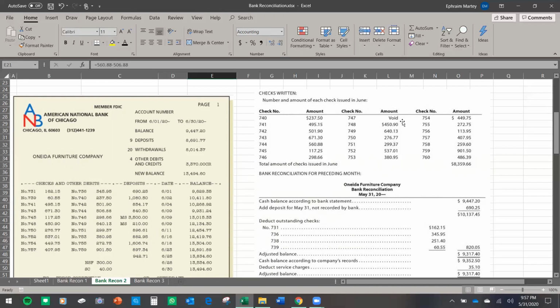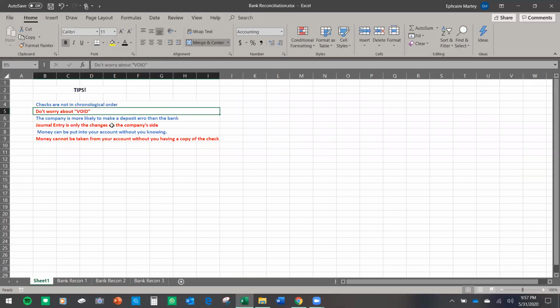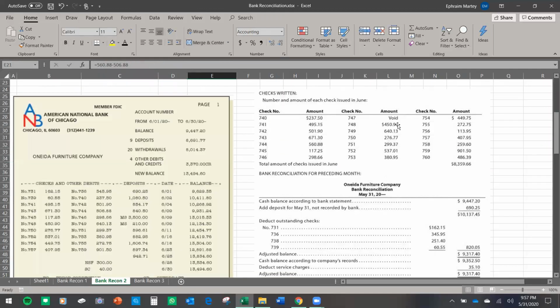Okay, this check is void. Remember what I told you at the beginning. Don't worry about void. Avoid it. So don't do anything with this one. Now check number 748. Let's look for 748 right here. 450.90 and 748 is 450.90. That's correct.